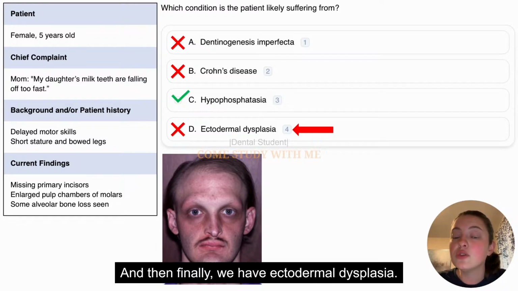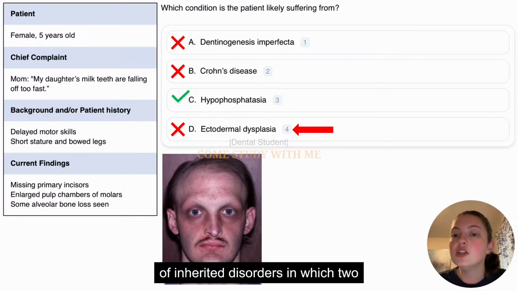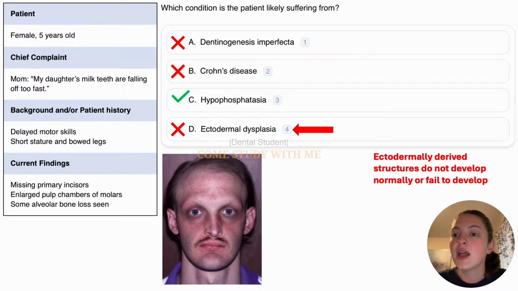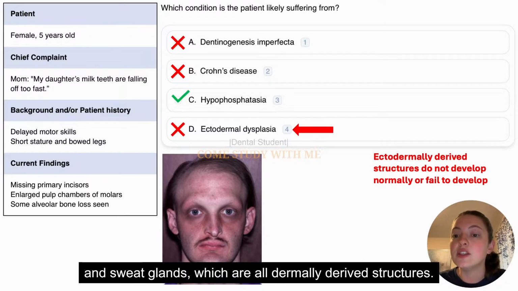And then finally, we have ectodermal dysplasia. Now, this developmental condition is a group of inherited disorders in which two or more ectodermally derived structures do not develop normally or fail to develop. This condition has several patterns of inheritance depending on the type, and it's characterized by hypoplasia or aplasia of the skin, hair, nails, teeth, and sweat glands, which are all ectodermally derived structures.